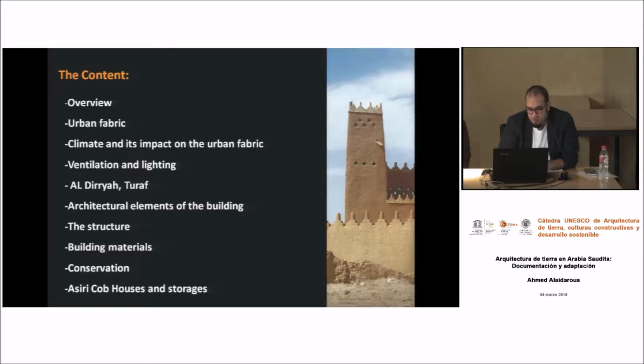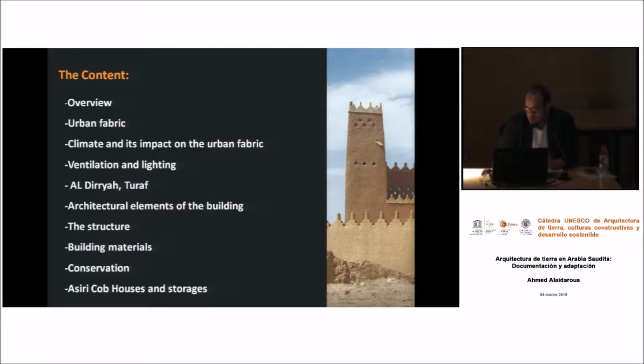I'm going to talk about earth architecture in Saudi Arabia, focusing on some parts of the urban fabric, with some climate effects on the earth architecture design, and focusing on two materials, which are adobe and cob in Saudi Arabia. Adobe and cob, with two case studies about the Dir'iyya and the Asir city. Okay. Dos casos de estudio, los que ponen en la slide.